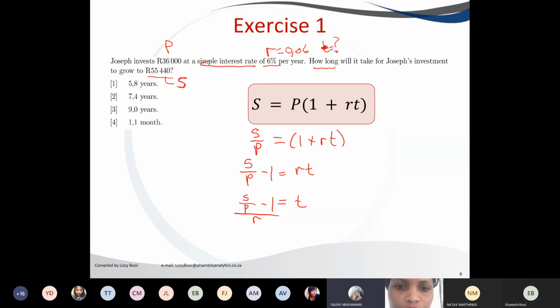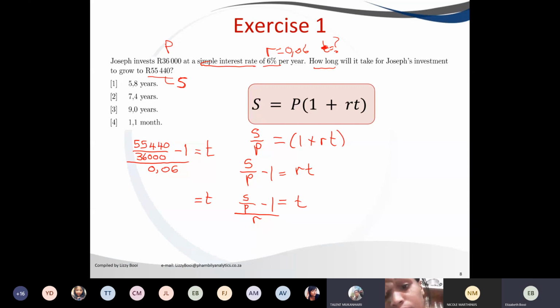And then we'll just write the digits there of the future amount, which is 5,440 divided by 36,000, everything minus 1, over 0.06, equals T. And then what I got is 9 after doing all the calculations.